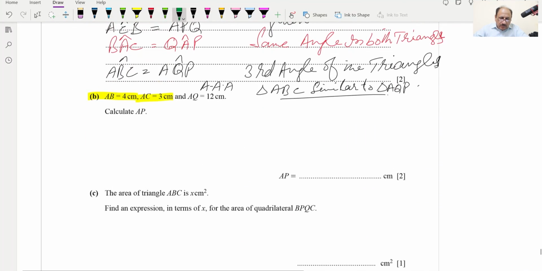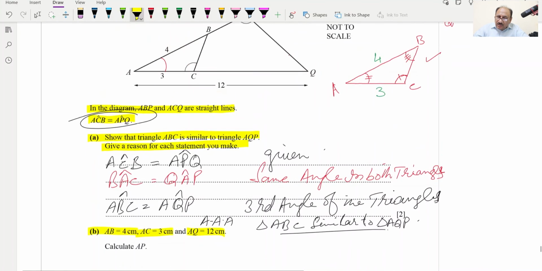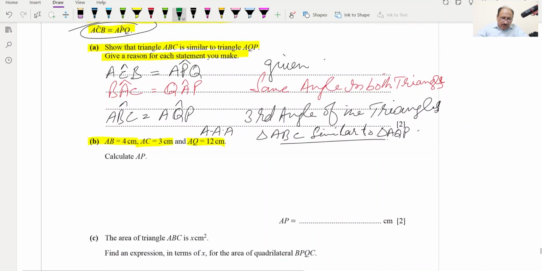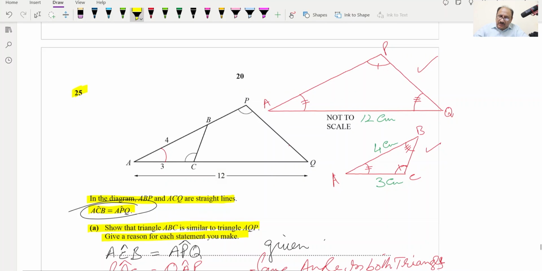Now AQ is 12 centimeter. AQ is in this triangle. I'm writing here 12 centimeter. So all measurements in centimeters. Then calculate AP. We need to calculate AP. AP is this side, so we have to calculate AP.